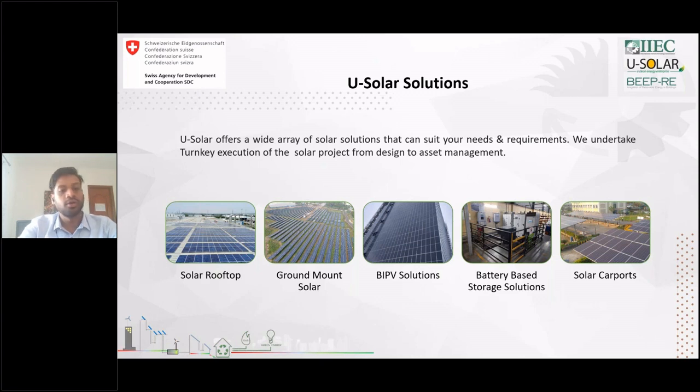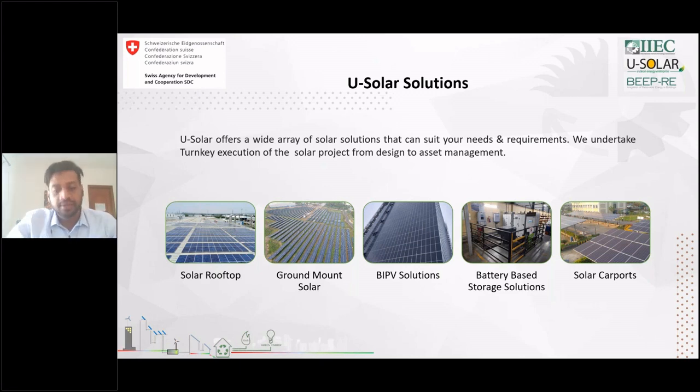The first one is your rooftop sector, where the rooftop space may be either conventional RCC type sheet or a seed roof. Solar can be integrated on both types. The next one is the ground mount area, where huge utility-scale projects usually happen. The third one is a building integrated solution.